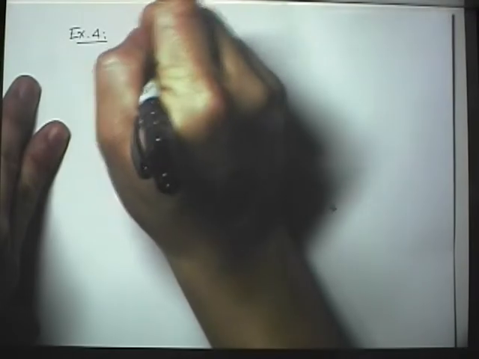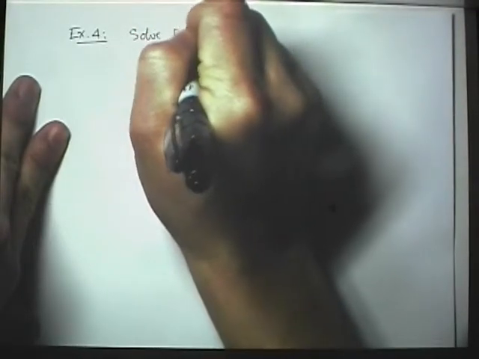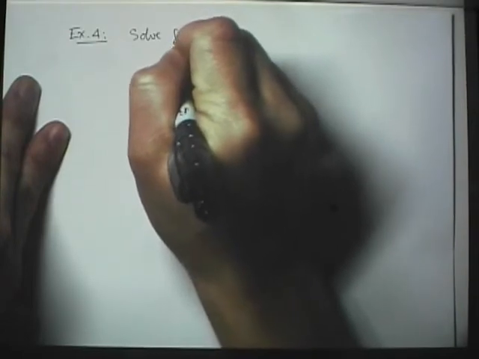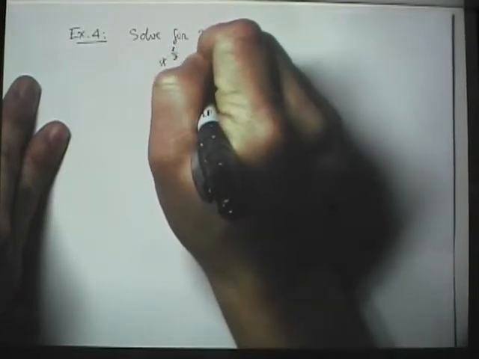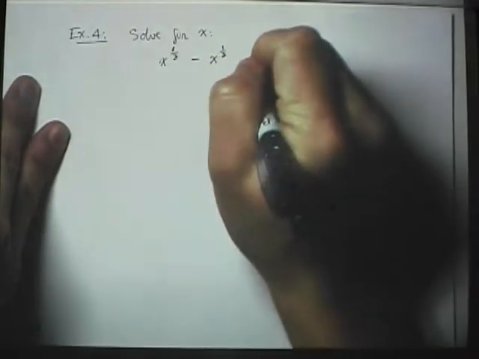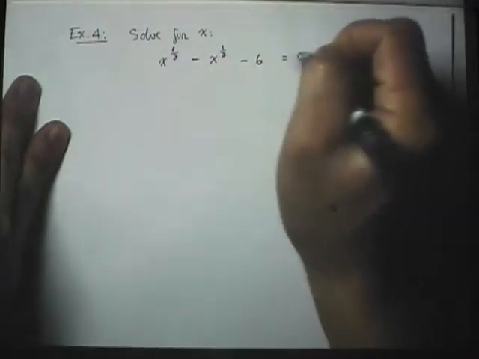Alright, so now in example number 4, let's say things are going a little hard to recognize. Now, my equation here, we want to solve for x. Once again, solve for x. Okay, my equation here appears as x to the 2/3 power, minus x to the 1/3 power, minus 6 equals 0.